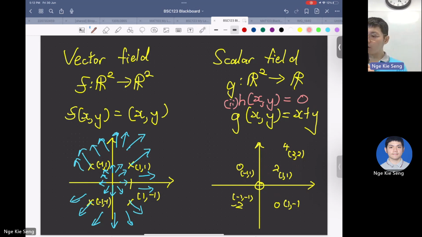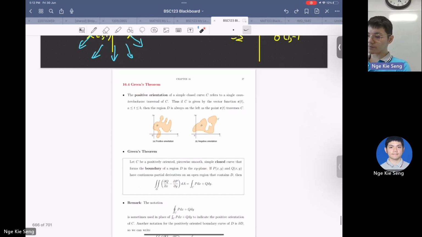So my main point is: for a vector field, every point in the domain you attach a vector. For a scalar field, every point in the domain you attach a number. If you look for physics videos, you will see something like this: in the domain, they attach vectors, or they attach values. You can try and have a look. Okay, next.